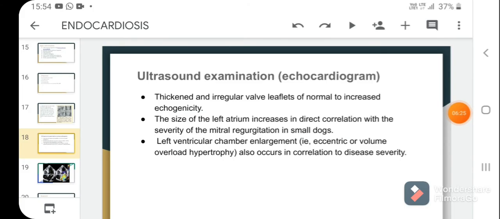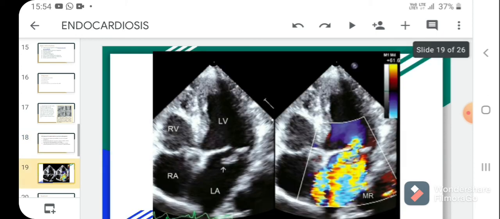Okay, echo is the gold standard for assessment of cardiac structure. Thickened and irregular wall leaflets are seen, with normal to increased echogenicity. The size of the left atrium, you can clearly see, is increased. Left ventricular chamber enlargement also occurs in correlation to disease severity. As you can see in the next slide, there is mitral valve prolapse and there is regurgitation of blood back.